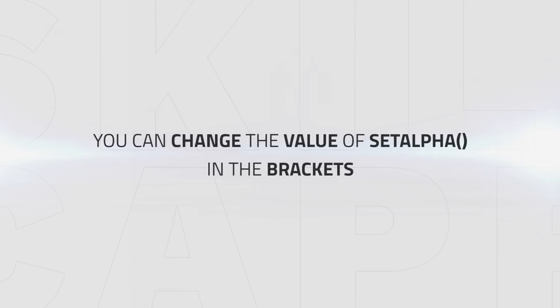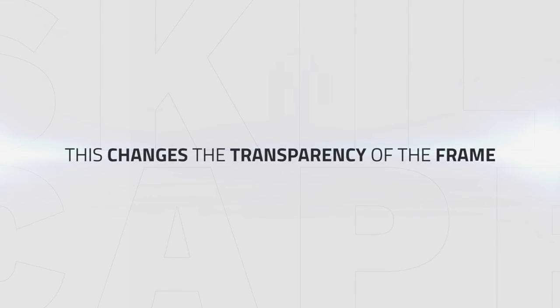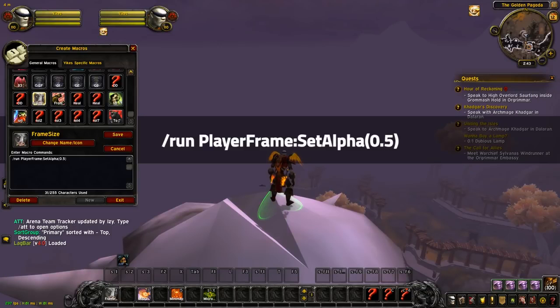Now, the cool thing about set alpha is that you can change the value just like with size in the brackets. This will change the transparency of the frame. Run player frame set alpha 0.5 will make the frame 50% transparent. So every time you want to hide something, think about if you want to still use it or completely remove it from your UI.